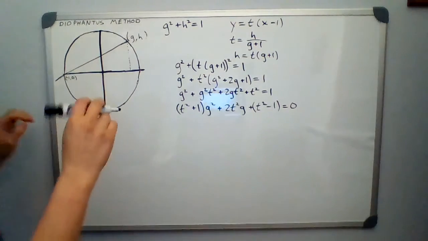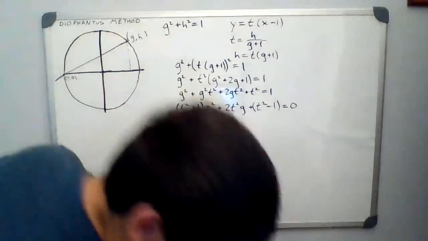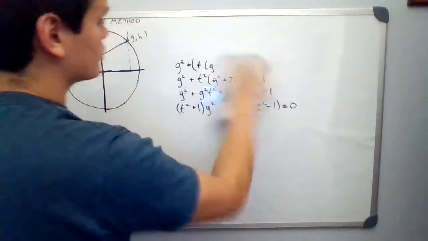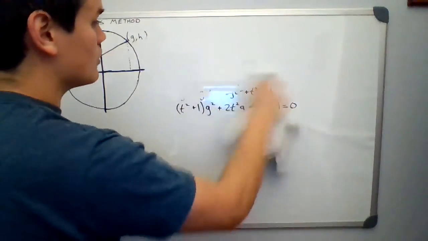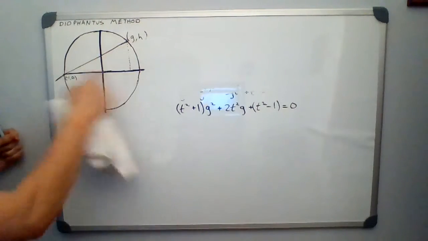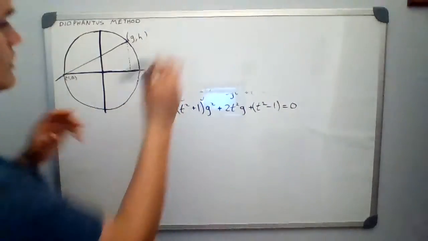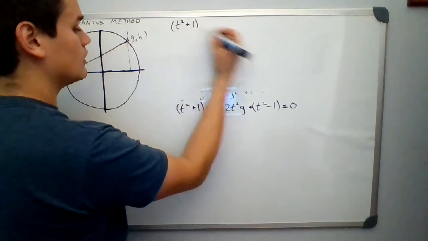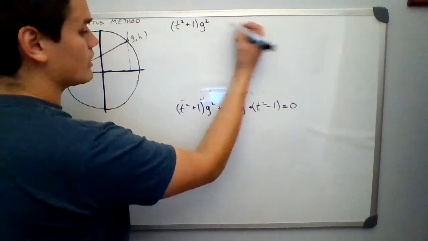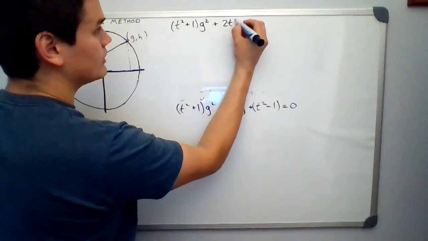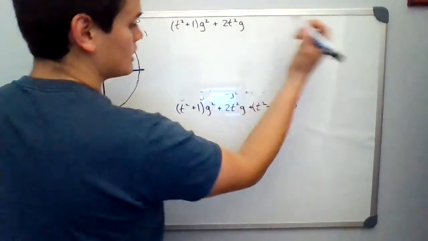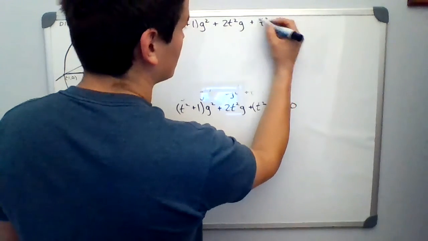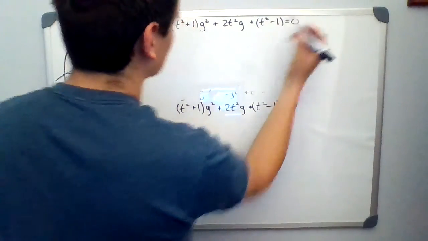Now we'll see how this applies in a second. I'll make more videos showing that. But this is parametrizing the unit circle in terms of the ratio of the two sides of that triangle. So let me just write this up here. That's (t squared plus 1) times g squared plus 2t squared g plus t squared minus 1 is 0.